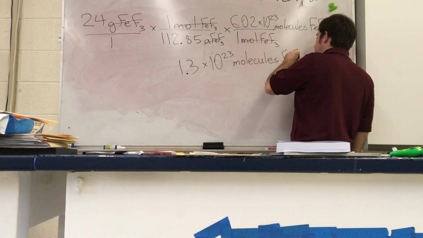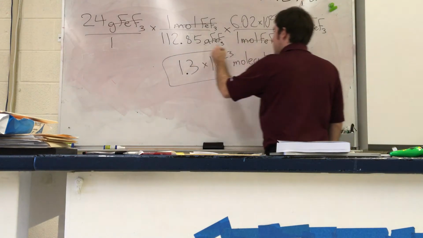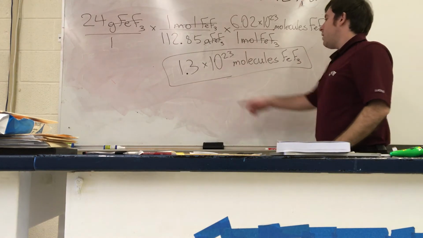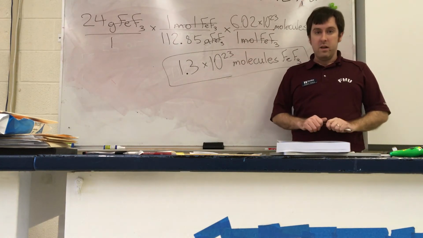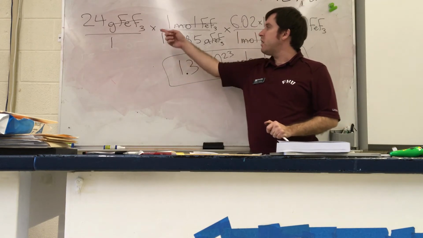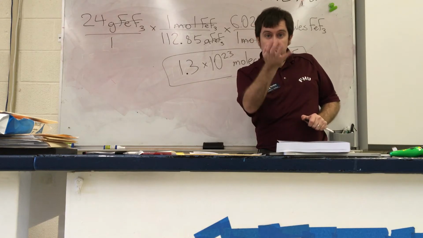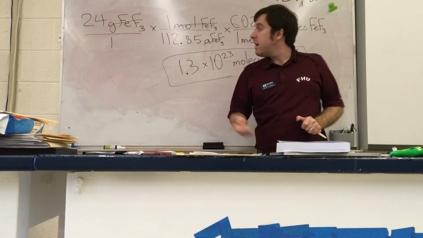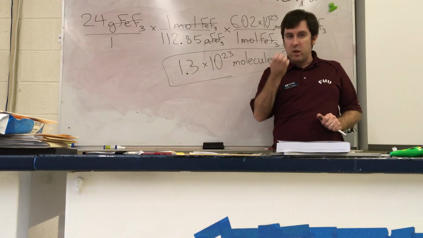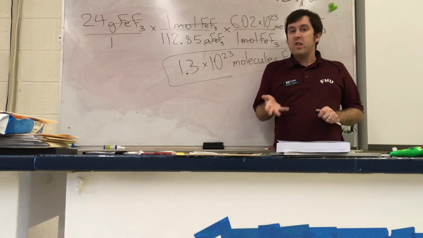There you go, ladies and gentlemen. That is the answer to number 1, right here: 1.3 times 10 to the 23rd. That is the number of molecules in 24 grams of iron fluoride. If I handed you 24 grams of iron fluoride, this is the amount of molecules that you would be holding in your hand. I did not change the amounts. All I did was change the units.